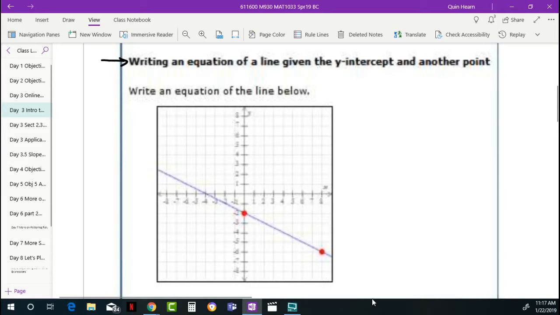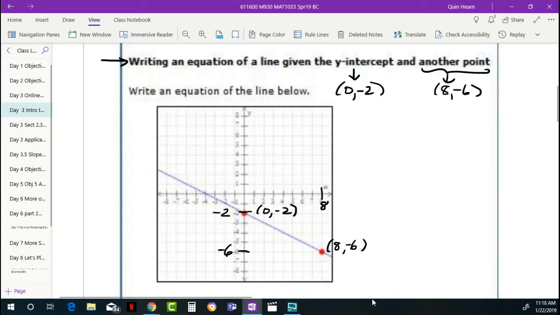And I'm sorry, my graph looks a little blurry, so I'm going to just clarify. This is the y value -2, and looks like this is the y value -6. And this is the x value 8. So this pair of coordinates on the right would be 8, -6, and this would be 0, -2. All right, so when they say they're giving us the y-intercept, that would be the 0, -2. And another point would refer to that 8, -6. And they're asking us to write the equation of the line.